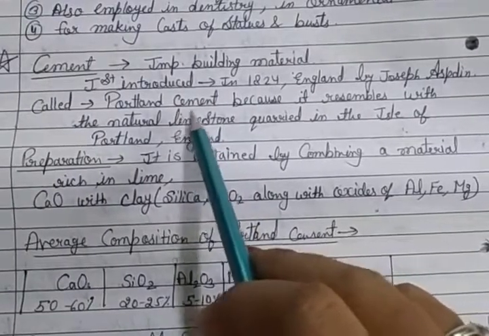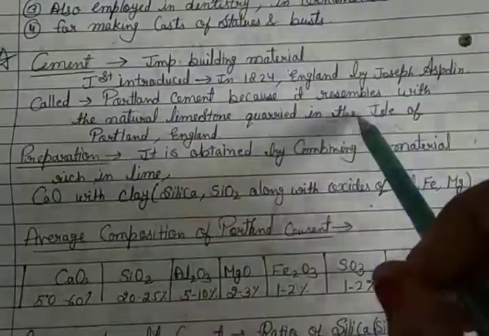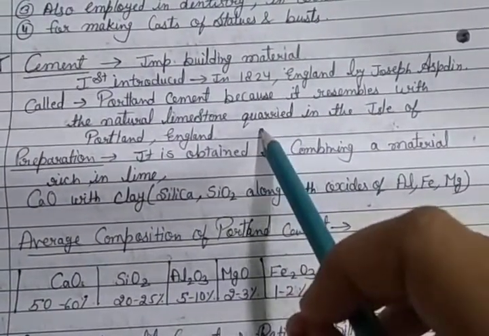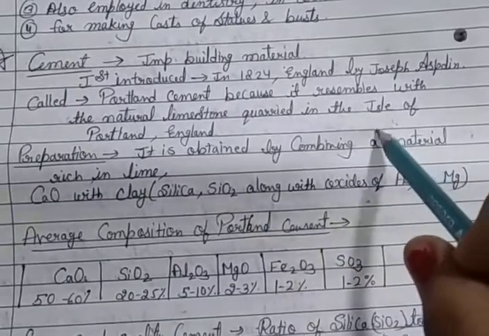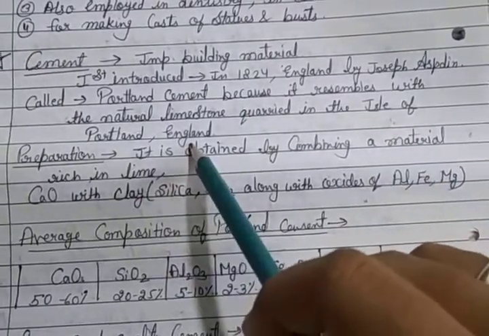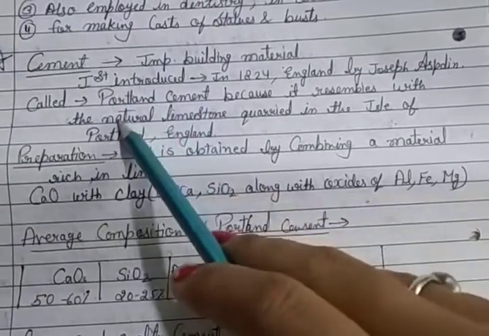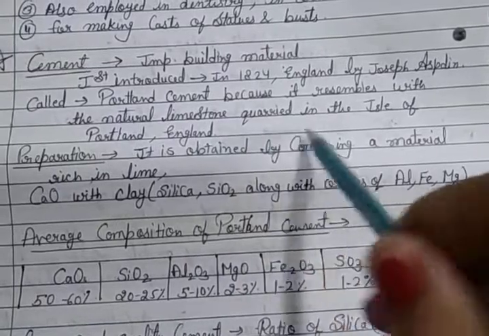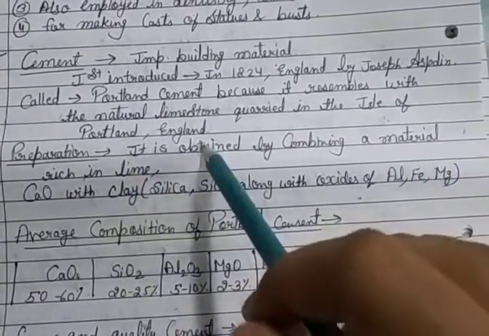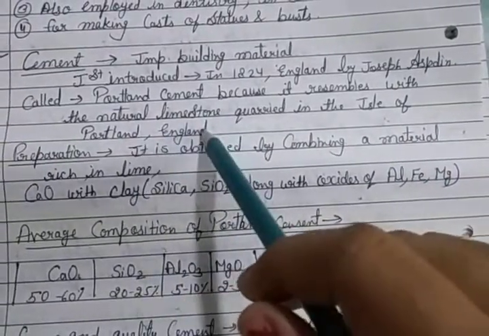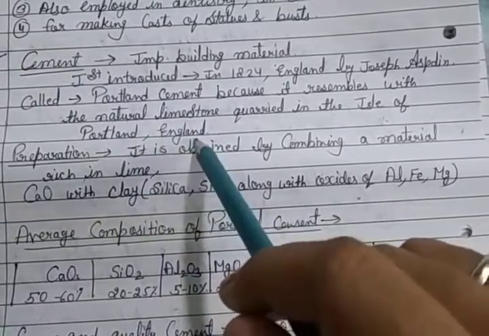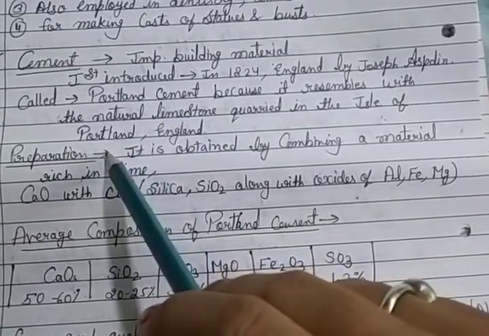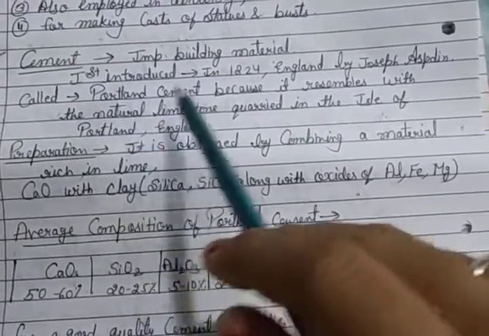Cement is known as Portland cement because it resembles the natural limestone quarried in the Isle of Portland, England. Portland is a place in England, so on the basis of the Isle of Portland, its name is Portland cement.